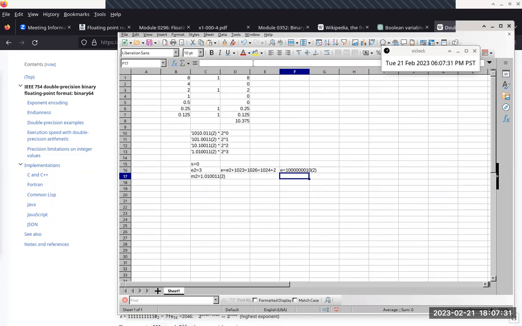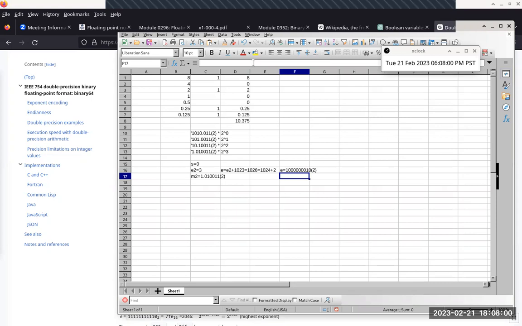I thought we only used 1023 for 64 bits. The bias is 1023, but there are 11 bits for the biased exponent. So the biased exponent itself, which is E, has 11 bits. It always has 11 bits. That's what the engineers decided.